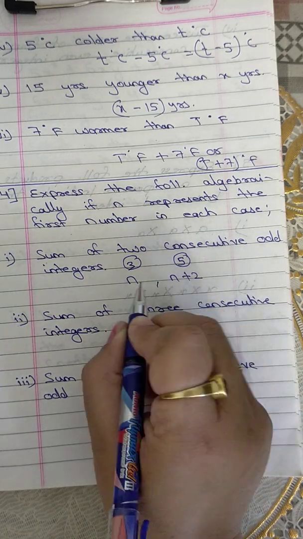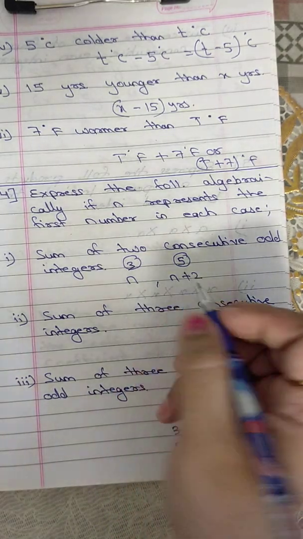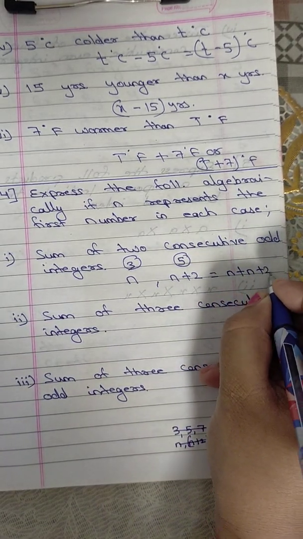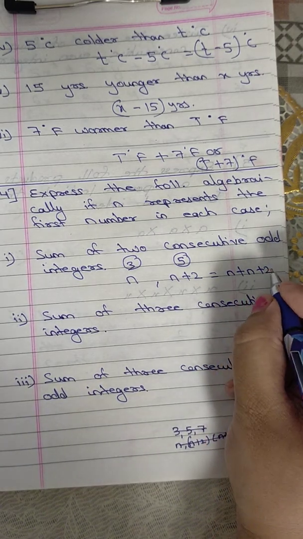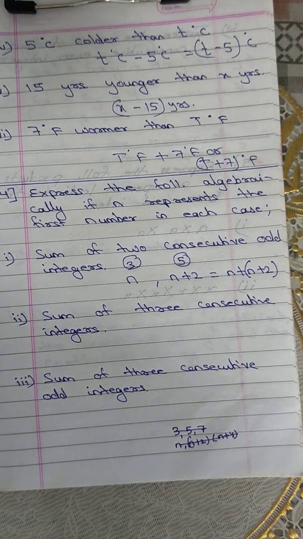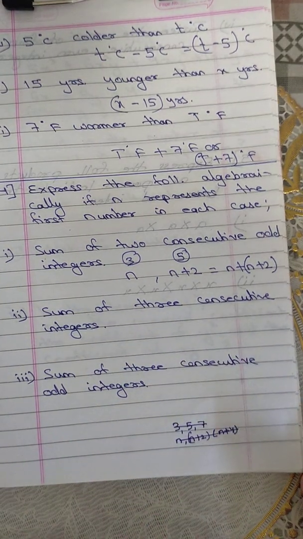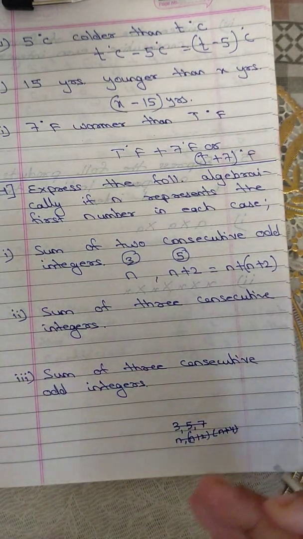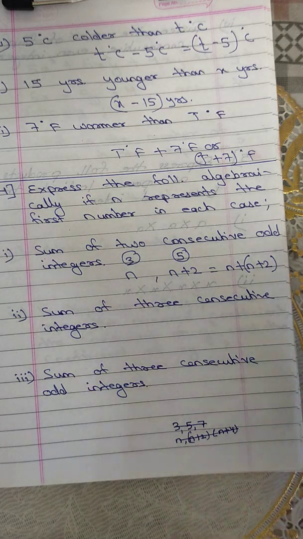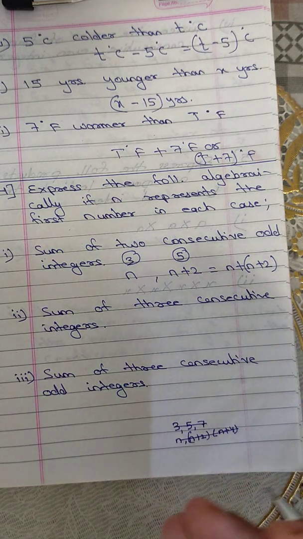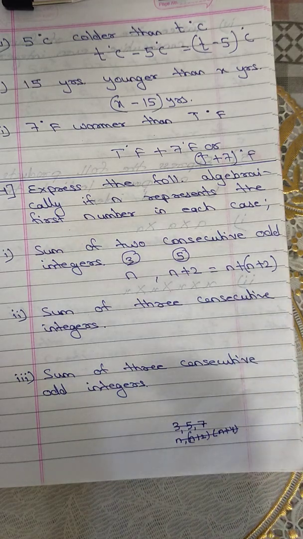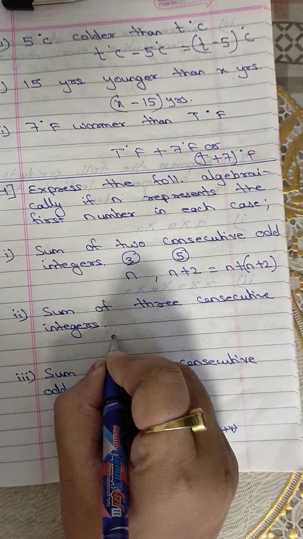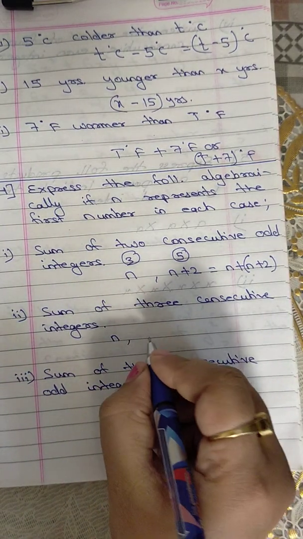Now the question is saying to add them both, sum of two consecutive odd integers. So we will write down the answer as n plus n plus 2. Simple as that. You don't have to do anything else. Okay. Similarly, the next question, sum of three consecutive integers. What are consecutive integers? It means the numbers which come one after another, like 7, 8 and 9. They all are consecutive integers. After 7, 8 and after it 9. So it means we are adding 1 to each number. So let's have the first number as n. Next will be n plus 1.